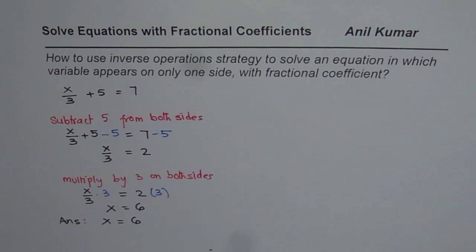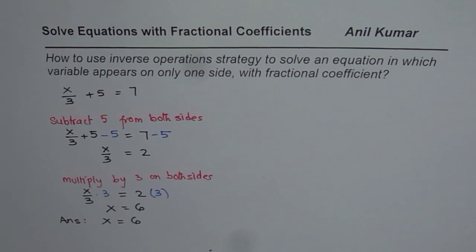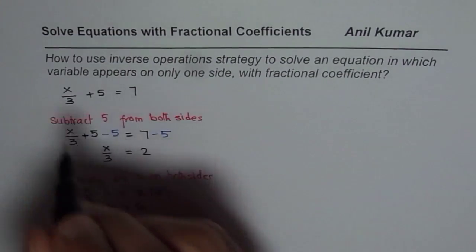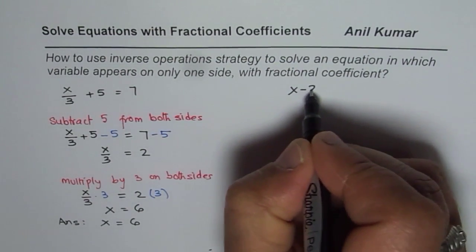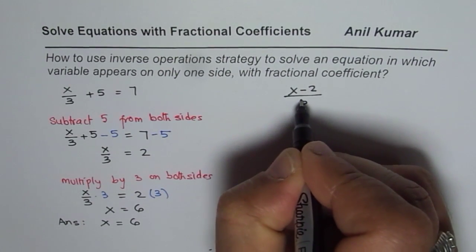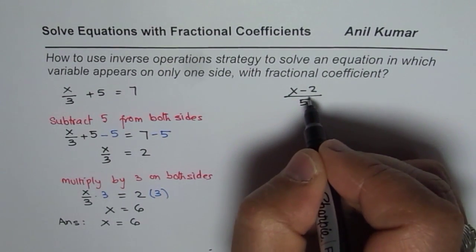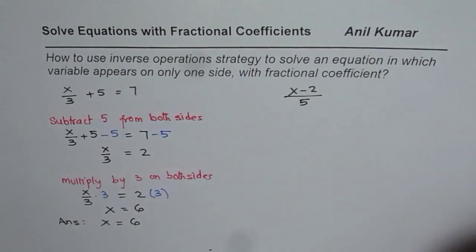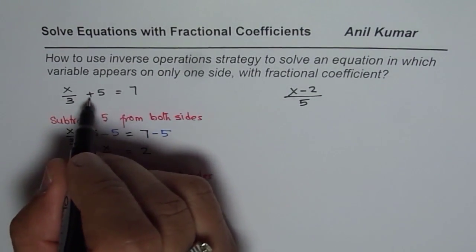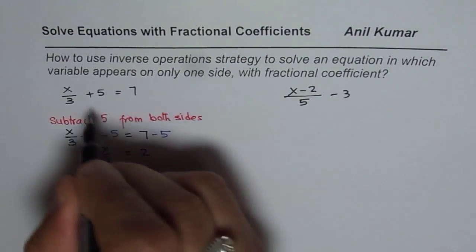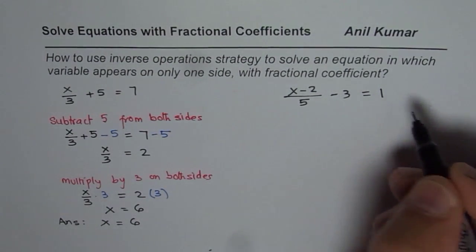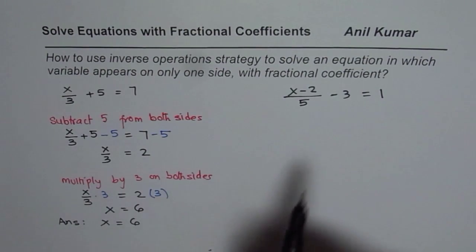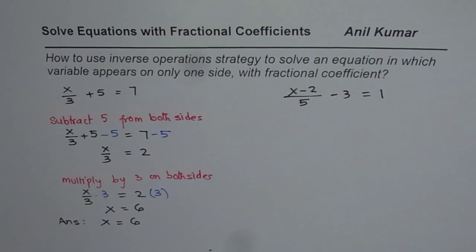Let us do one more example, and in this case we'll slightly complicate this equation. What we can do is write, instead of x, x minus something, right? So let's say x minus 2 divided by 5. So we have complicated it a bit, right? Equals 7. We'll just use different signs now. Instead of plus, let me use minus 3, and let's use any number here. Let it be 1. Okay, now you tell me, what are the steps which we should follow?